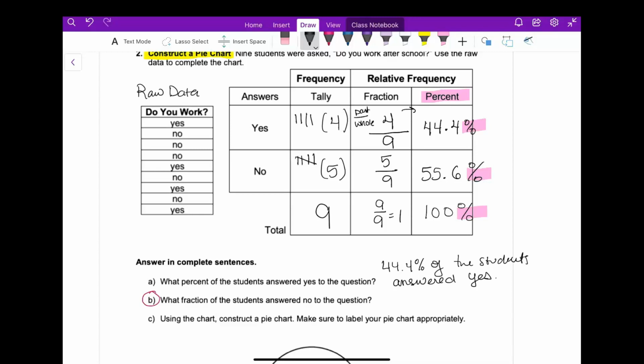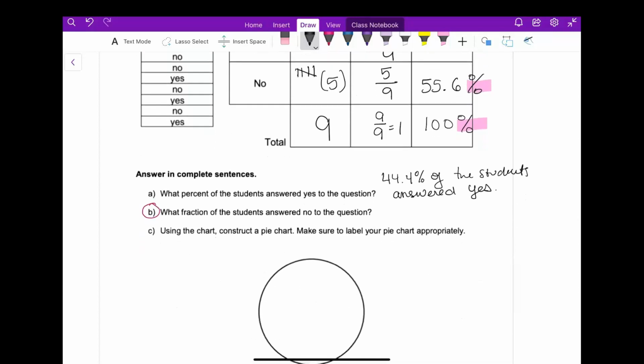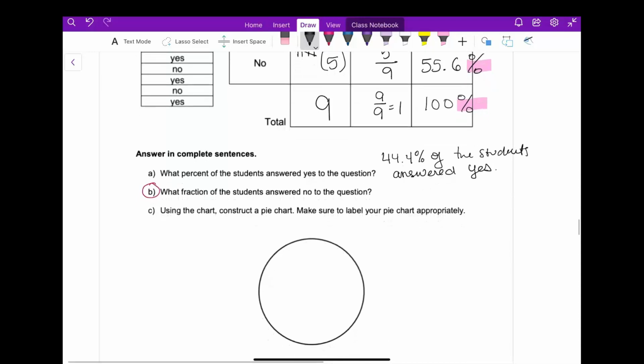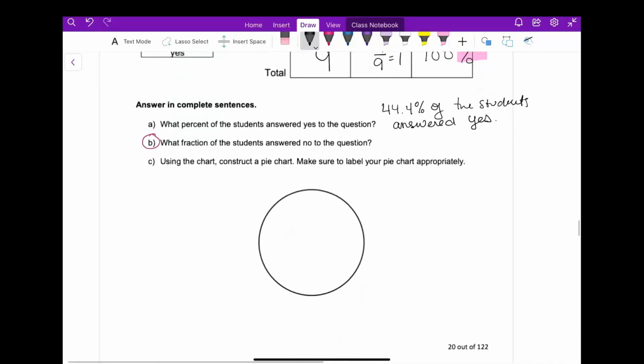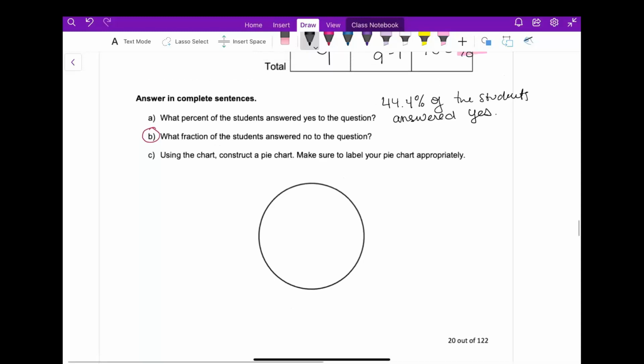This tells you to answer in complete sentences. Please do so. It's an important part of communicating. What fraction of the students answered no to the question? You already have that in your table, so I feel that you are capable of answering that. Try that. Part C, it says using the chart, construct a pie chart. Make sure to label your pie chart appropriately.